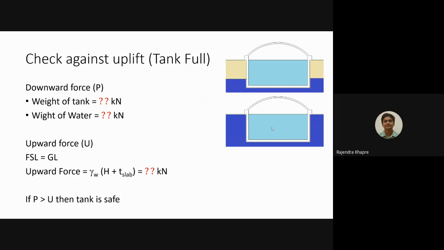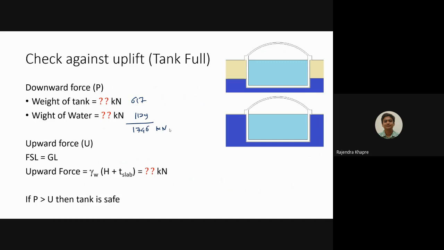So let us see how it is going to happen. For this purpose, let us first of all calculate the downward force. The downward force consists of the weight of the tank plus the weight of the water. The weight of the tank we have already calculated. This has 617 and the weight of the water is 1129. तो ये टोटल कितना आ रहा है? 1746 kilonewton. Okay, so this is the total load which is coming downward.